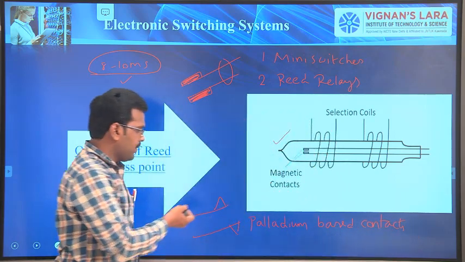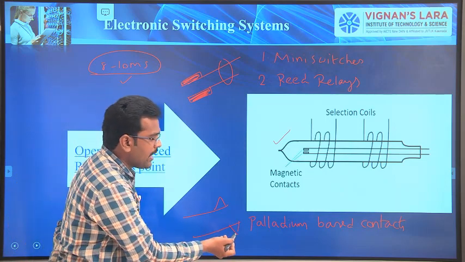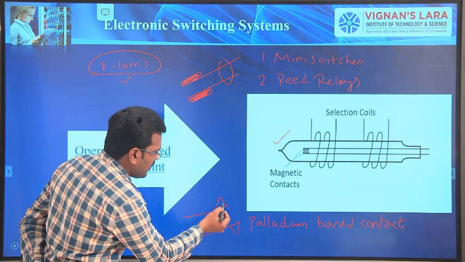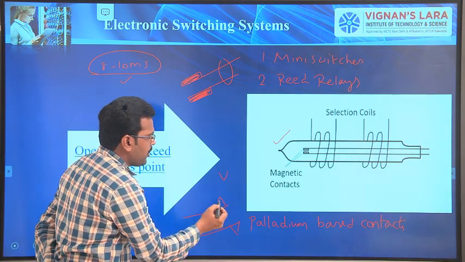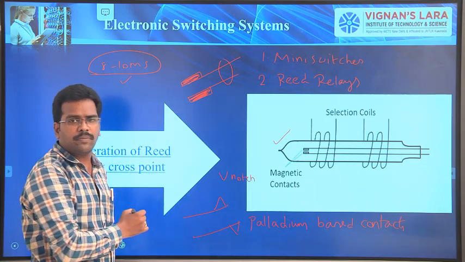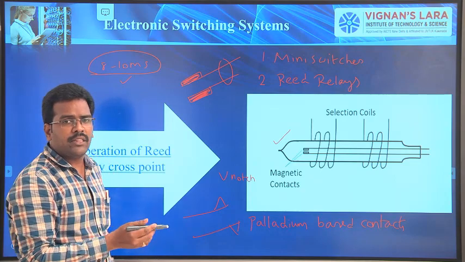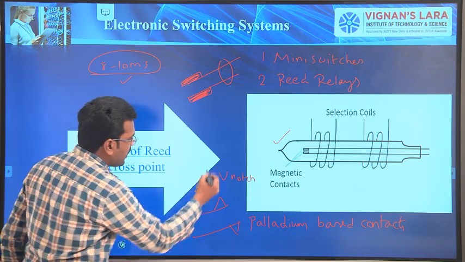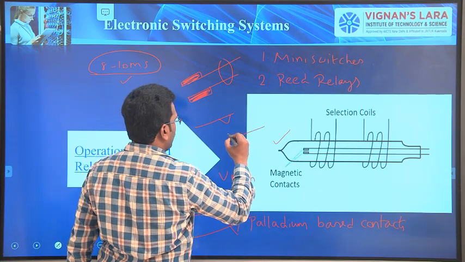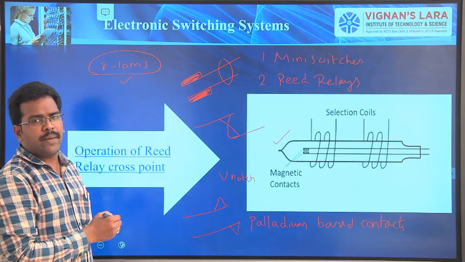In case of mini switches, we are going to place palladium based contacts on the horizontal and vertical bars, which are in the form of a V shape. We call that a V notch. By properly energizing the horizontal and vertical bars, we bring those contacts together. After energizing, this may be the position of contacts to establish connection between the two subscribers.